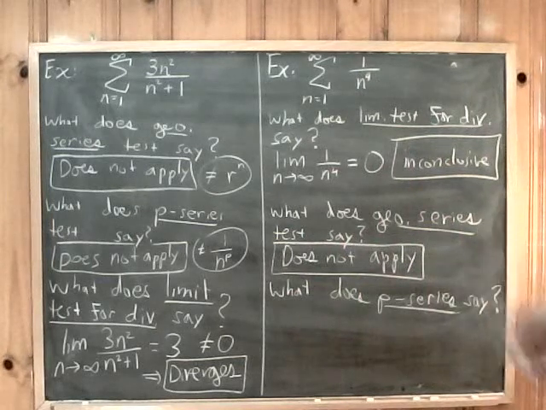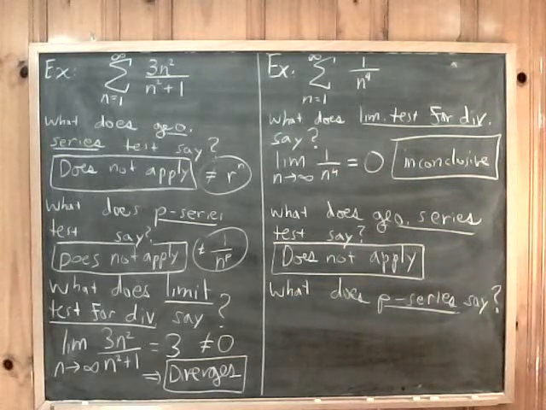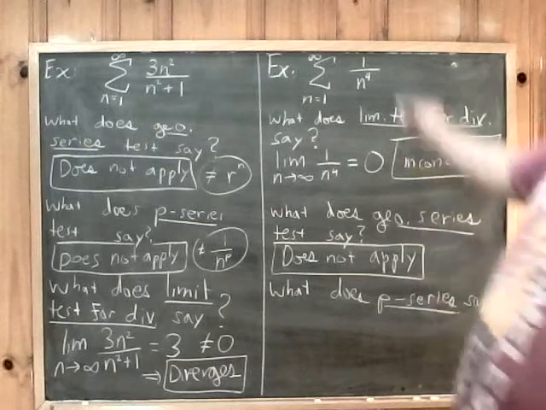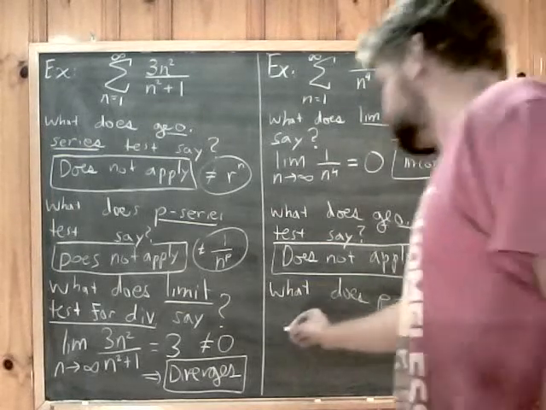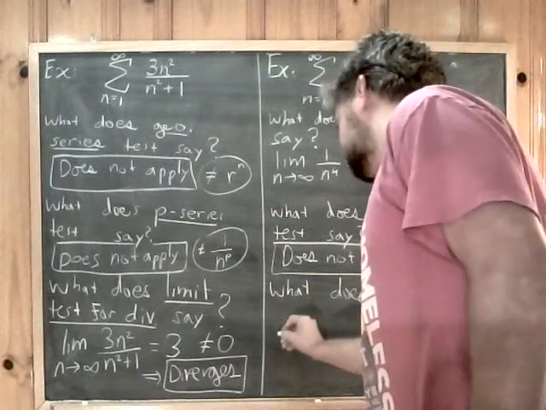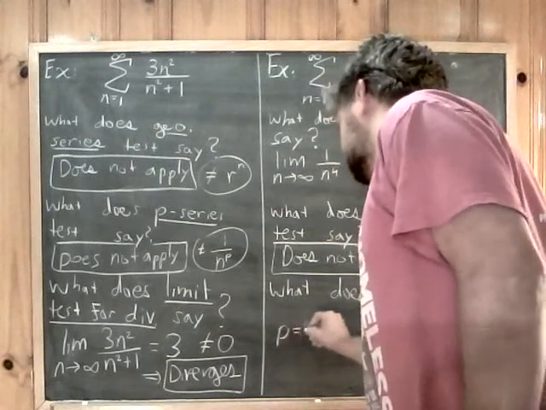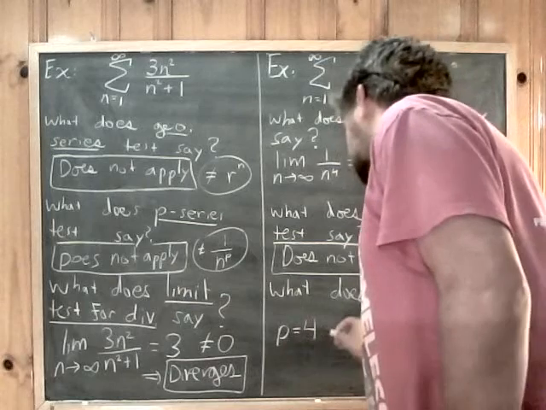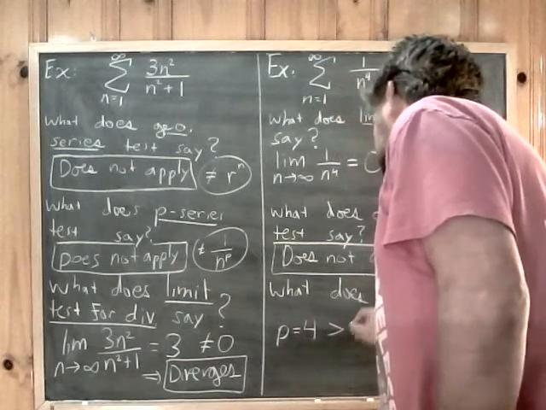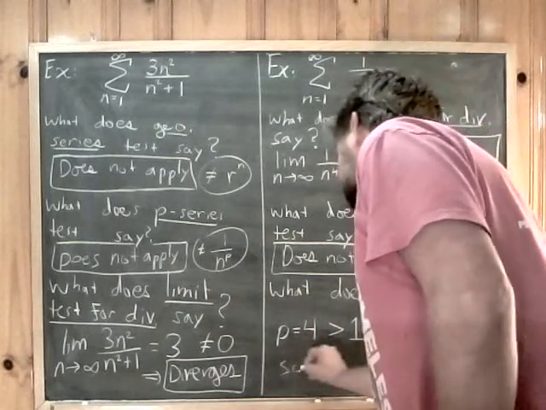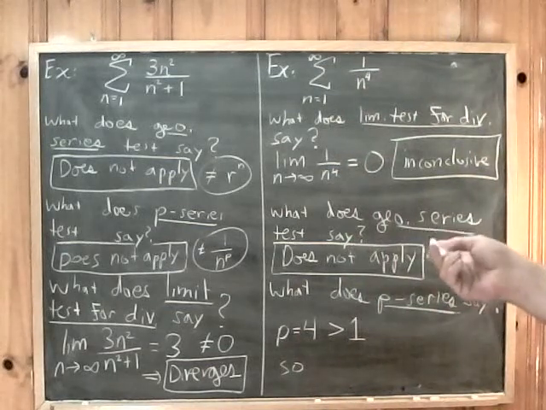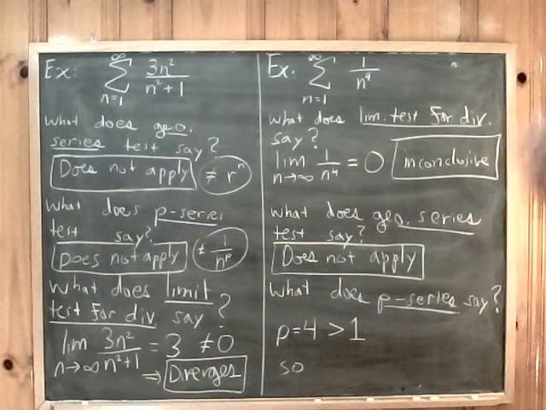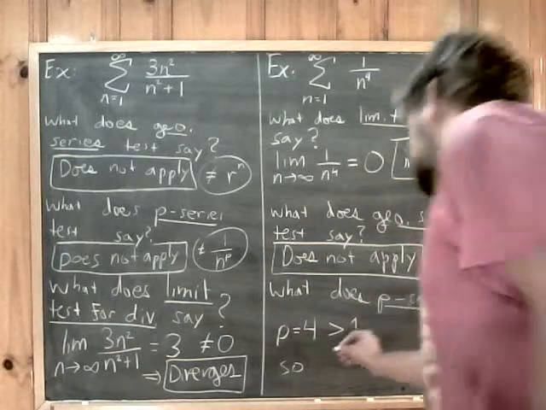But it is going to be a p-series. For the p-series, it does apply. It looks exactly like 1 over n to the p. And in this case, the answer is going to be really nice. It does apply. p equals 4, which is greater than 1. So whenever you get a p-series and the p value is greater than 1, that's the power that's on n, then it converges.